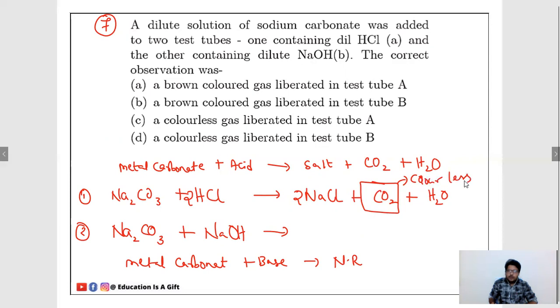Colorless. There is no smell, no color for carbon dioxide. No, so this is wrong. Brown colored gas liberated in test tube B. In test tube B, basically there is no reaction. This is wrong. A colorless gas liberated in test tube A. Yes, in test tube A we have one colorless gas, that is carbon dioxide. Colorless gas liberated in test tube B? No. Test tube B, no reaction. So answer is C.